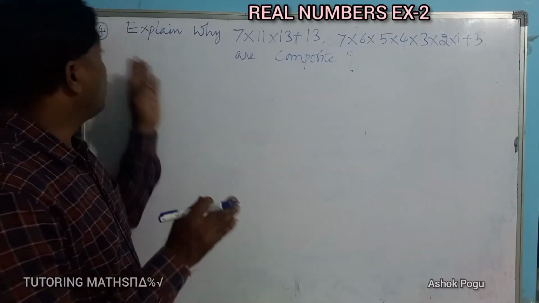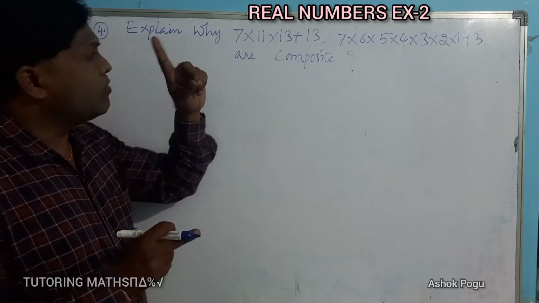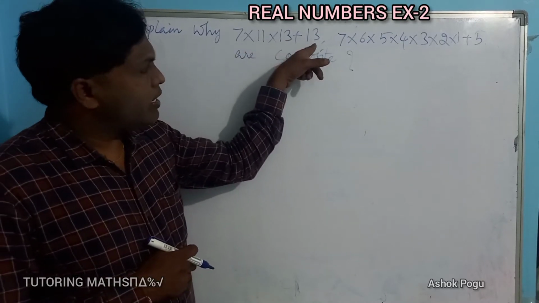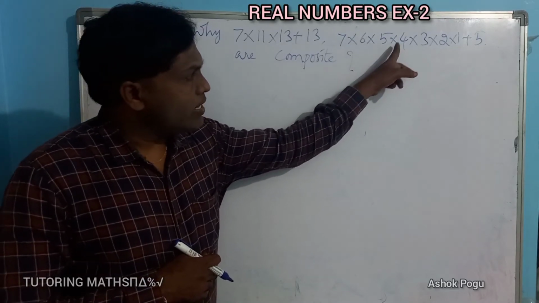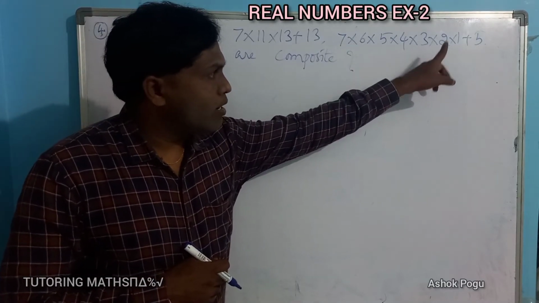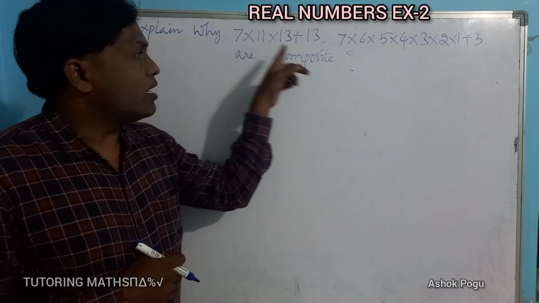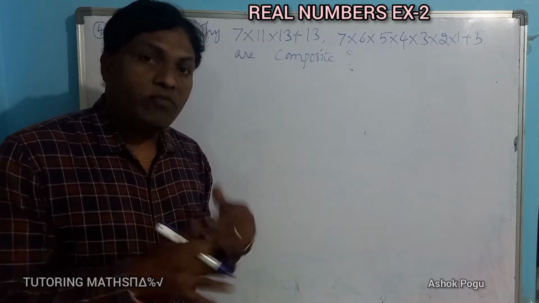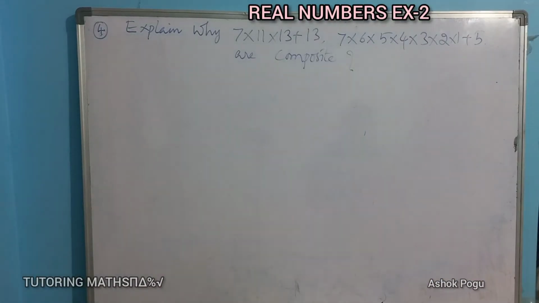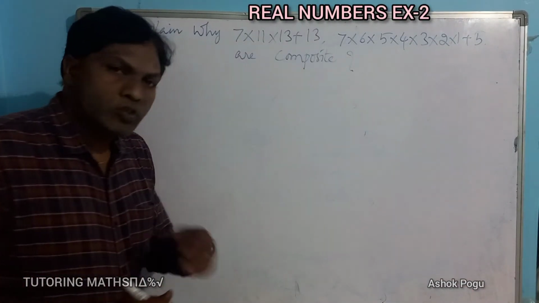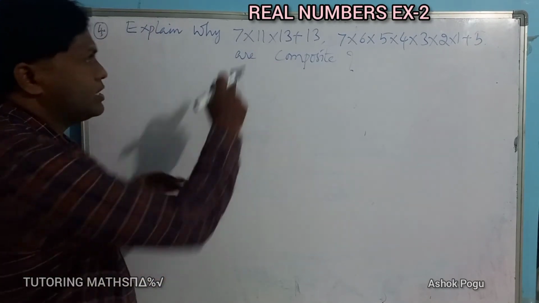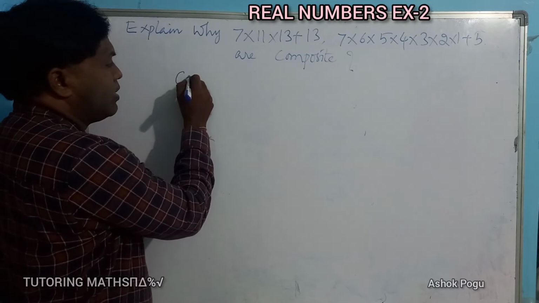Yes, now question number 4. Explain why 7 into 11 into 13 plus 13, and 7 into 6 into 5 into 4 into 3 into 2 into 1 plus 5, are composite numbers. These both are composite. Why? We have to explain. So let us see. Are these two composite? Why? Yes.